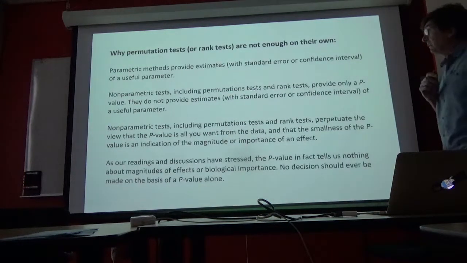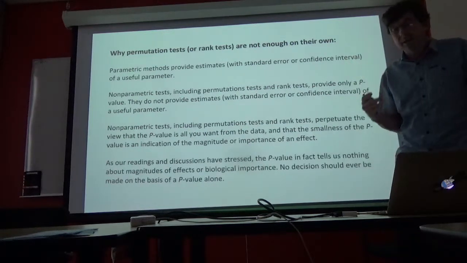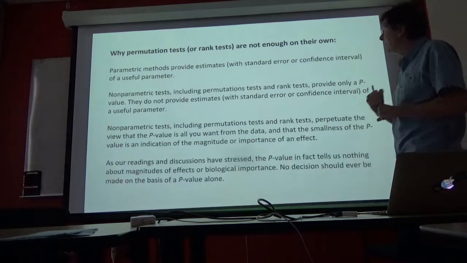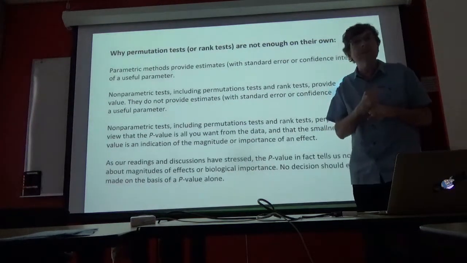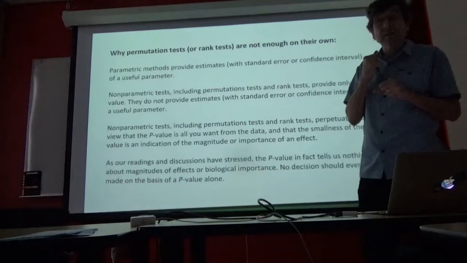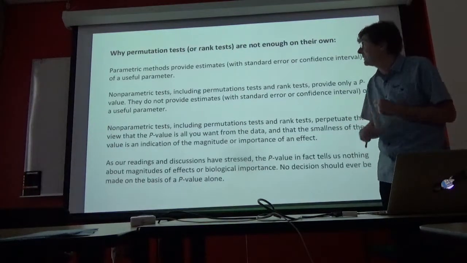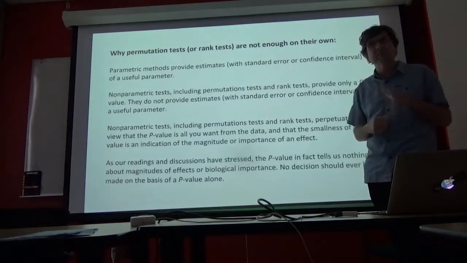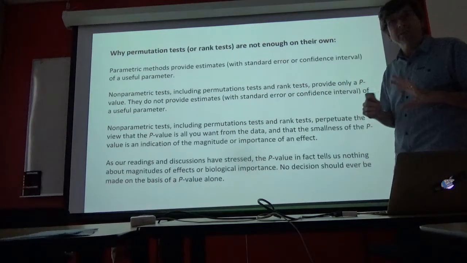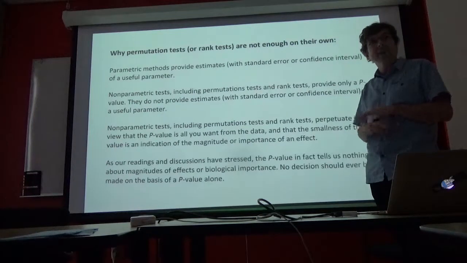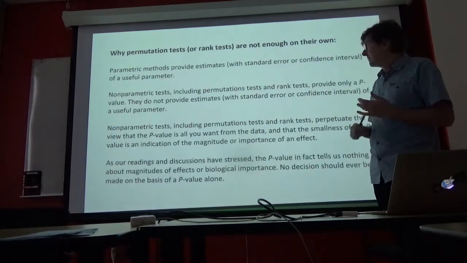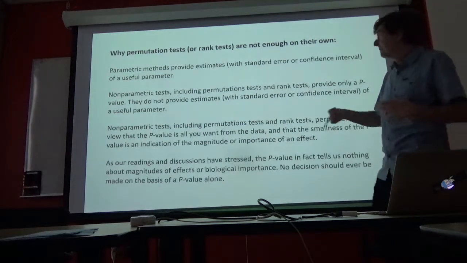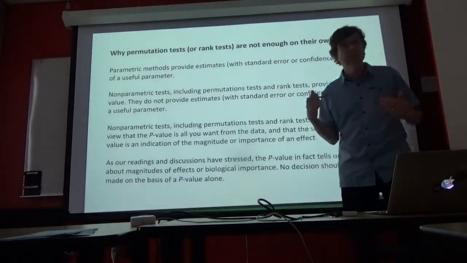Okay, at this juncture I want to say that there's another reason why you might want to continue using analyses based on the normal distribution, the ones you're familiar with, like the F-test and the t-test. And that's because parametric methods provide estimates, whereas permutation tests do not. Permutation tests give you a p-value, and that's it. And so they don't help you with things like magnitudes. They don't give you standard errors. They don't give you confidence intervals.